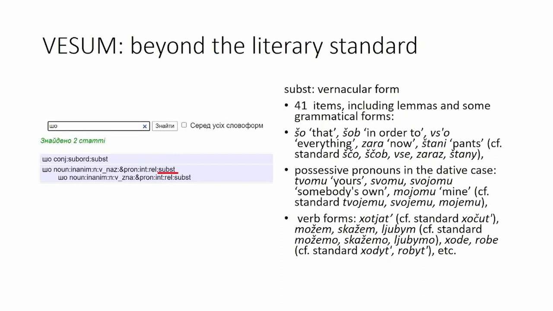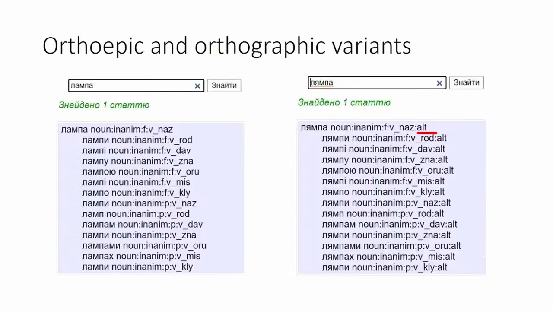The second tag is substandard. We have much less items marked as substandard. There are vernacular forms. Then we have a tag for alternative spelling. Here you can see the orthoepic and orthographic variant, lampa, lampa. Of course, it is the same word, but one is the Western Ukrainian variant, which is used by some people now, and it is in many old texts which are included in the corpus. So we added it to the dictionary with the tag alt.